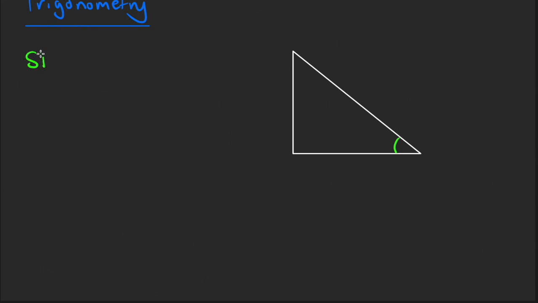Sin or sine, cos, and tan. These do sound quite strange, and you've probably never done them before as you're clicking on this video. But I wanted to go over what they actually equal in terms of a triangle. So let's get into it.